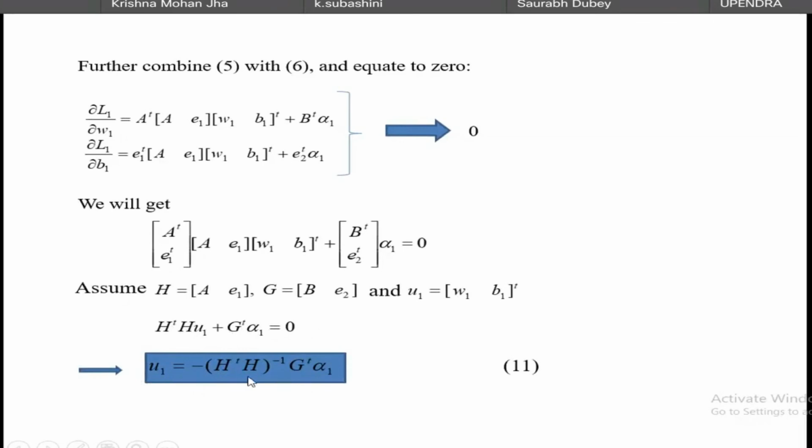Okay. So here H you already know, because A you already know, E you already know. This G you already know because B and U2 you already know. But alpha 1 we actually don't know. Okay, so our aim is to find this alpha 1. If you know this alpha 1, then you are able to compute this U1. And U1 is nothing but W1 V1. Okay, so now how you can compute this alpha 1, that we'll discuss.